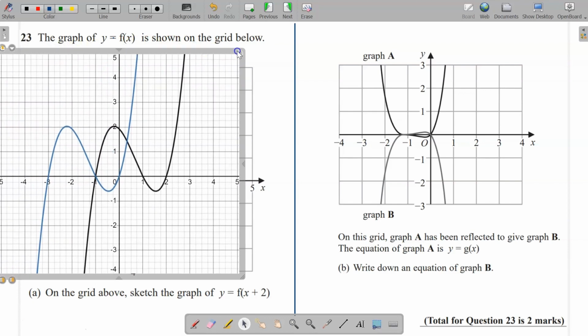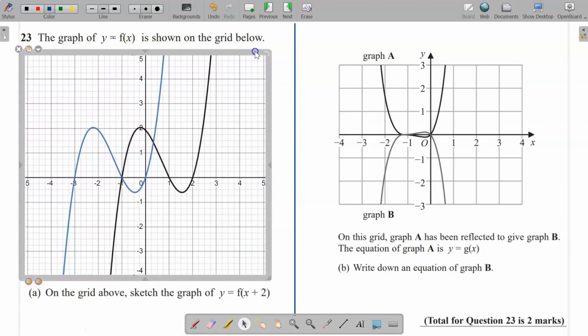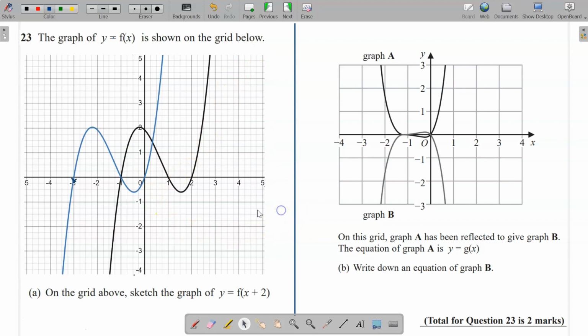So I've taken a function that looks approximately like the one we were given. Okay, that's the black line on here, and I've moved everything 2 places to the left to give me that blue function there. Okay, now on to this question. We've done a reflection in the x-axis. Okay, so what that is represented by is that y equals, write down an equation for graph B, and it's simply that y equals negative g of x. Okay, that's a reflection in the x-axis, and that's it.